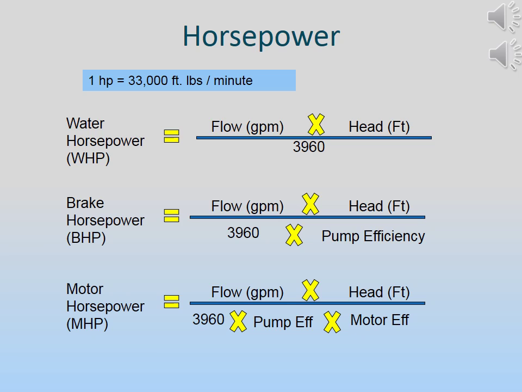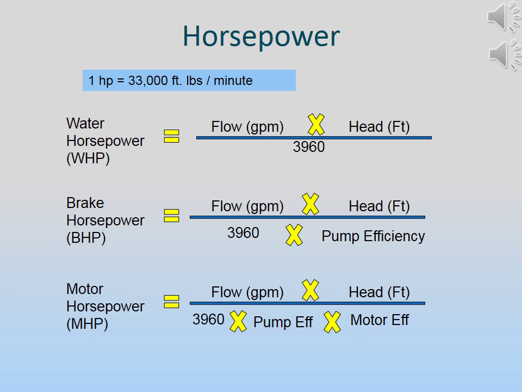Where does the 3,960 come from? Remember, horsepower is feet multiplied by pounds per minute. We have gallons per minute, and we have feet in the top side of the formula. To convert flow in gallons per minute to pounds, we multiply the gallons per minute times 8.34 pounds to a gallon. So we put the 8.34 pounds per gallon in the top side of the formula, and we changed the 3,960 at the bottom to 33,000 foot-pounds per minute per horsepower.